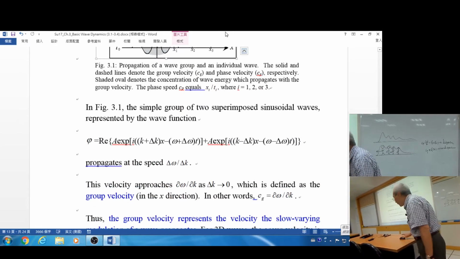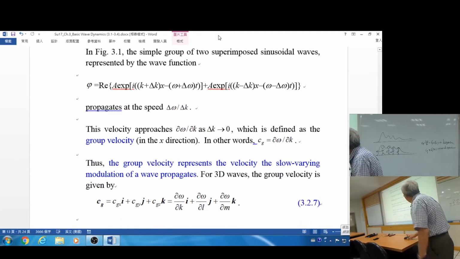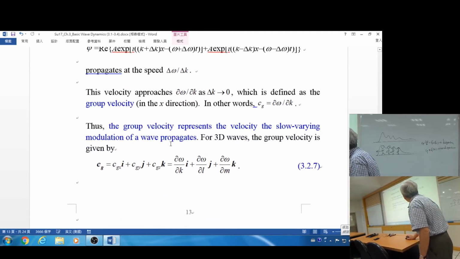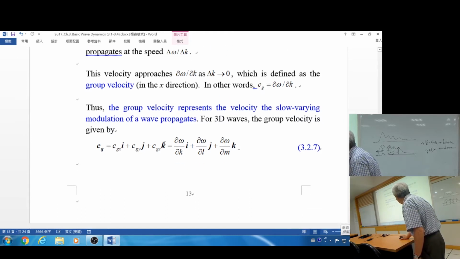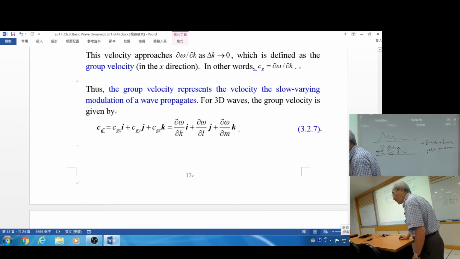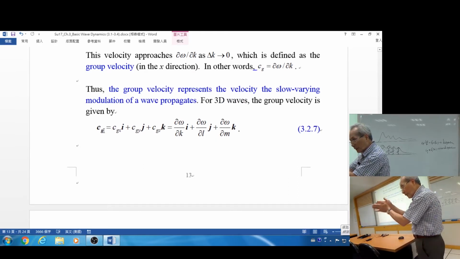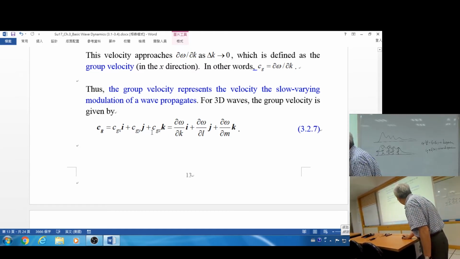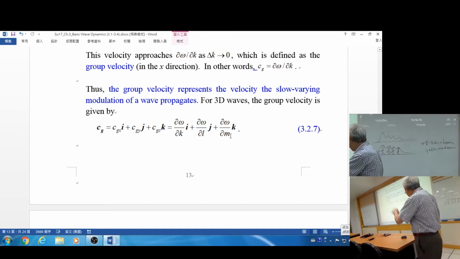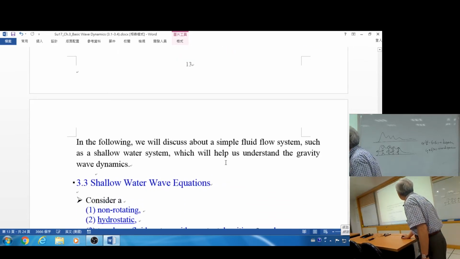This is very important for you to know. Group velocity represents the velocity at which the slowly varying modulation of a wave propagates. And group velocity is a speed, it's a velocity, so you have three components. In general, you have x component, y component, and z component, and they can be calculated by partial omega partial k, partial omega partial l, partial omega partial m times i, j, k individually and added together.